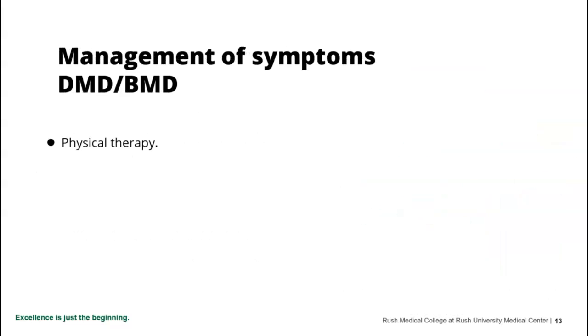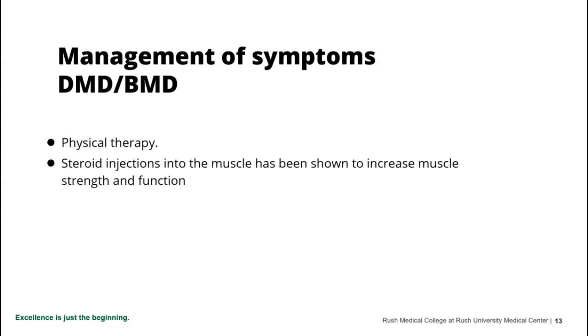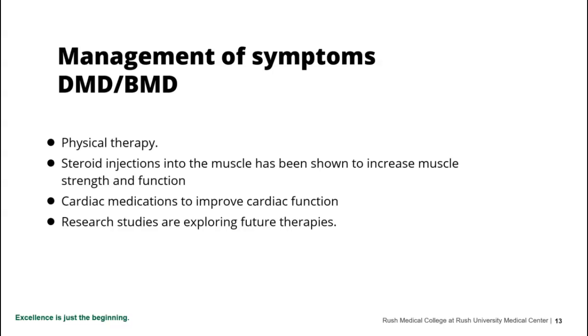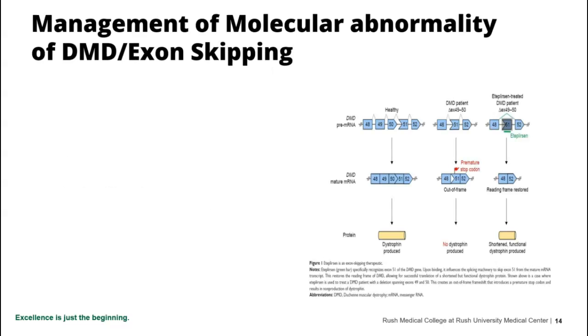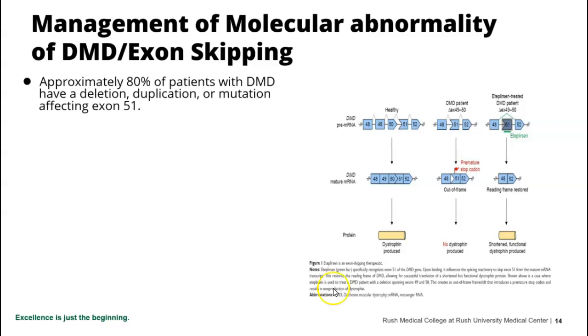Management, physical therapy. Well, again, it's progressive, you're continuing to lose muscle, so you're not going to get very far. Steroid injections into the muscle have been shown to increase muscle strength and function because it helps the inflammation. Cardiac medications to improve cardiac function. But there are a number of studies looking at future therapies. And one that's actually FDA approved, it's not even research, is something called exon skipping.